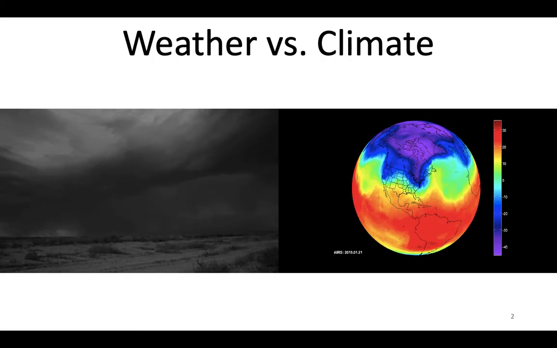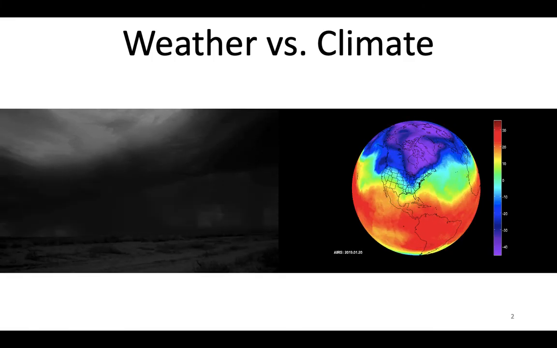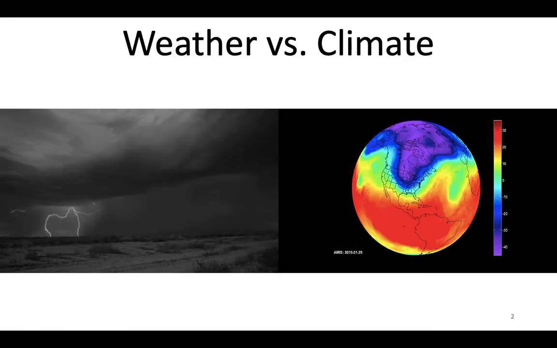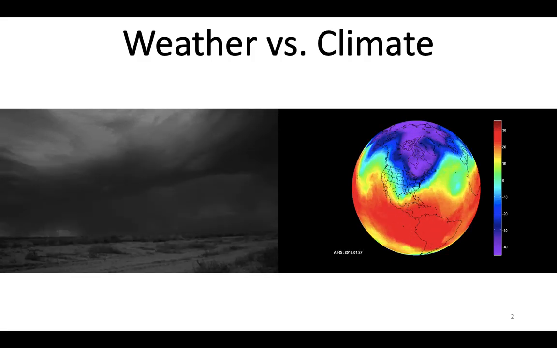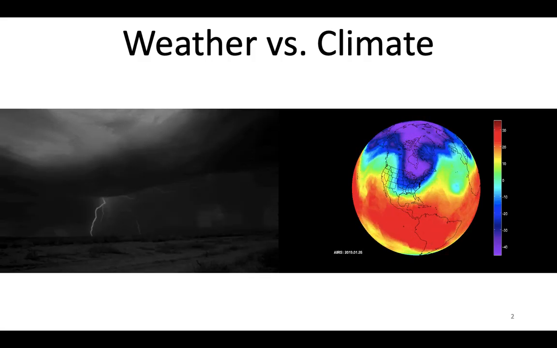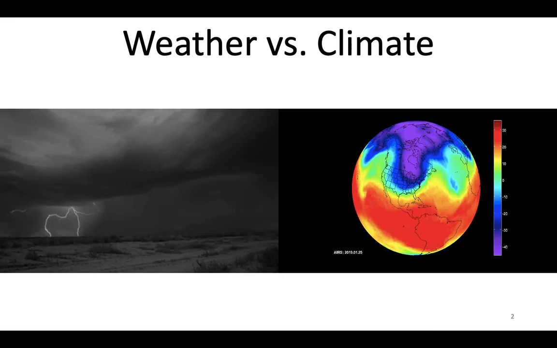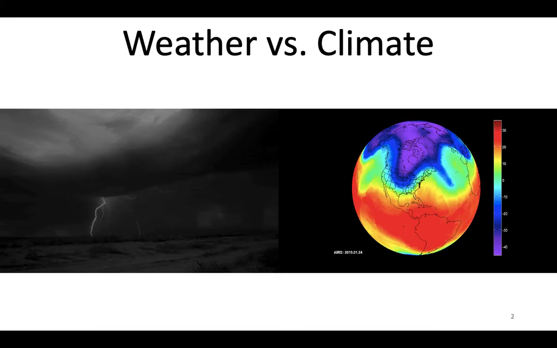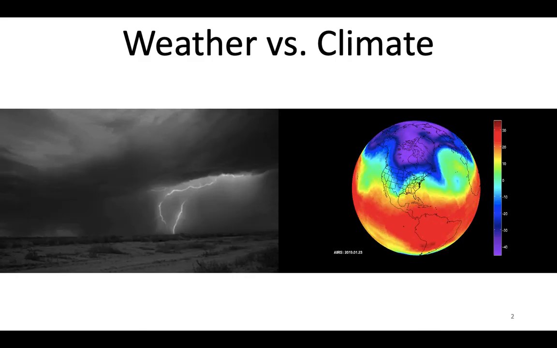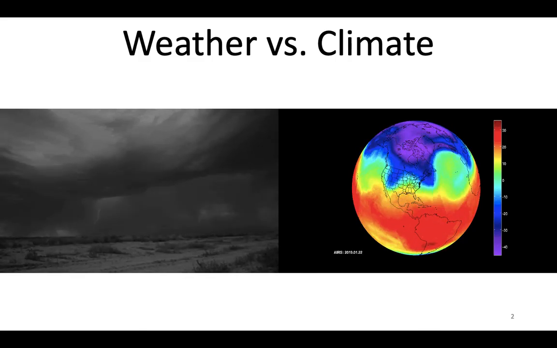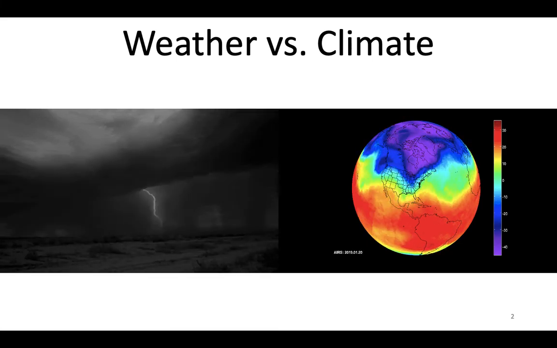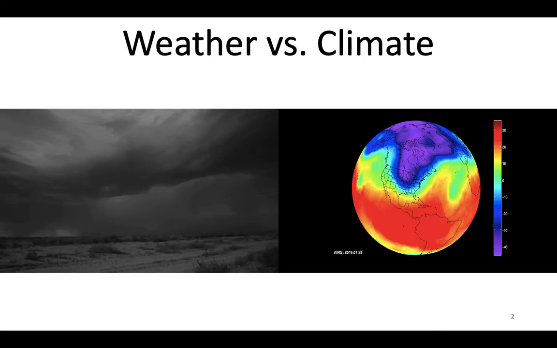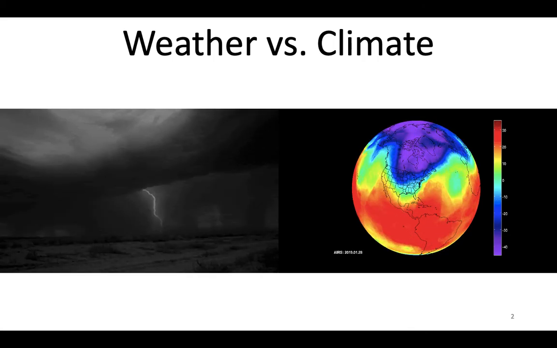So let's talk about climate and what makes these cloud forests. So first, let's make a clear distinction between weather and climate. Weather is a combination of temperature, humidity, precipitation, wind, cloudiness, and other atmospheric conditions occurring at a specific place and time. So that's a really important distinction between weather and climate, is that specific place and time component of it.